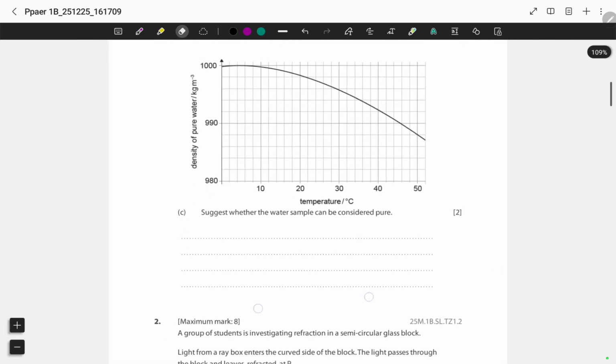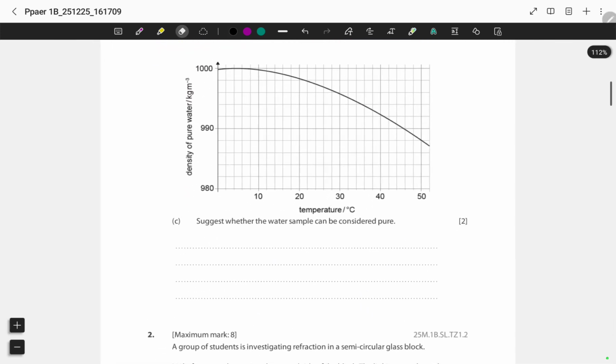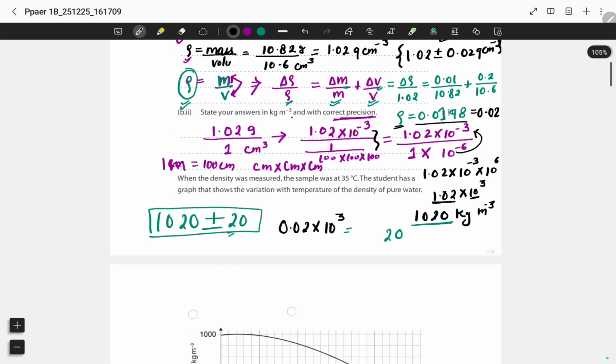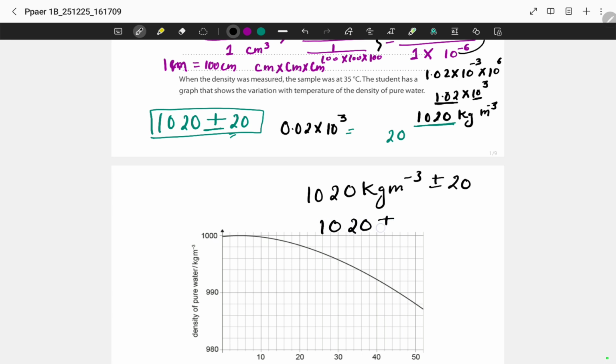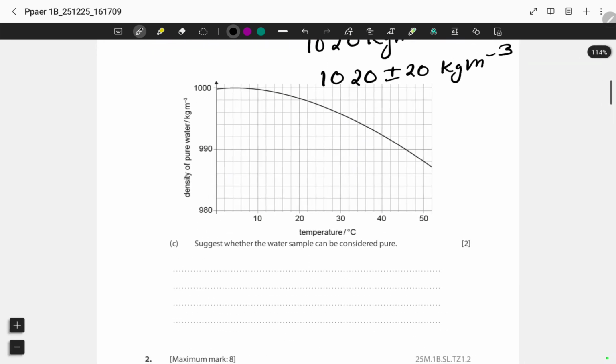Yeah, so now let us move to the third part of this question. Here we got the density, right? Don't forget that we got density as 1020 kg per meter cube plus minus 20. Of course this is absolute, so I can write 1020 plus minus 20 kg per meter cube. This is very important. Now they have given a graph of density of water with temperature. They ask us to suggest whether the water sample can be considered pure.